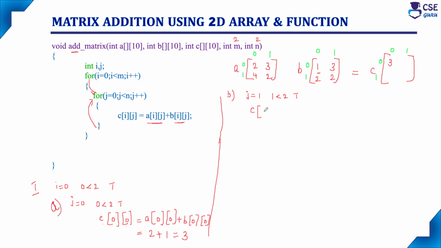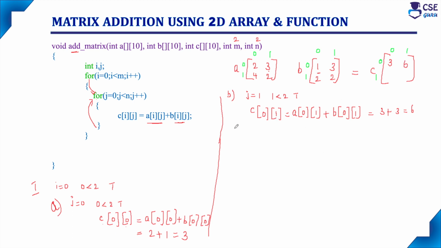Okay. So now C of I value is 0 and J value is 1 now. Okay. Equal to A of ij. A of I is 0, J is 1 now. Plus B of ij. I is 0, J is 1. Okay. So what is the value we will get at A of 0, comma 1? What is the value? 3. Plus B of 0, comma 1 value is 3. So we will get it as 6. So in C of 0, comma 1 value is 6.